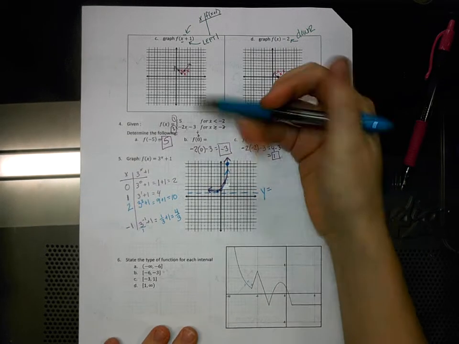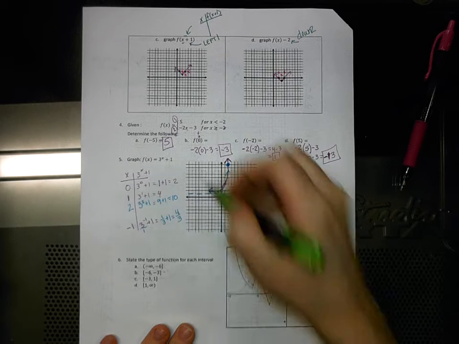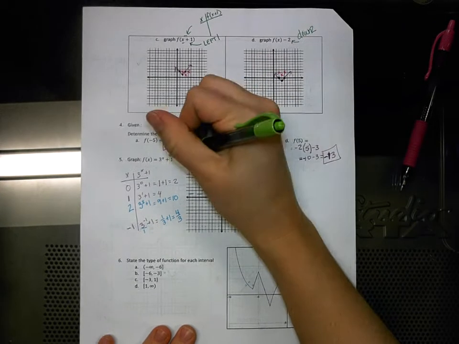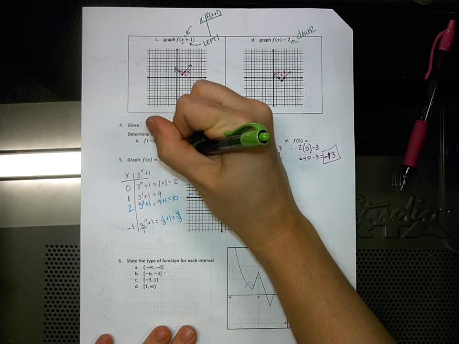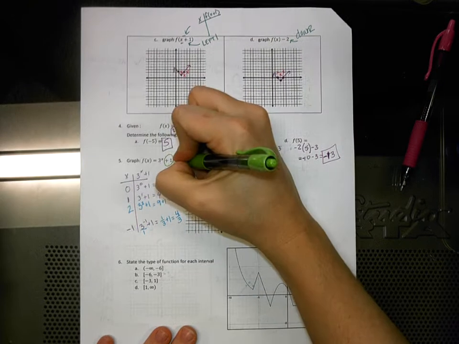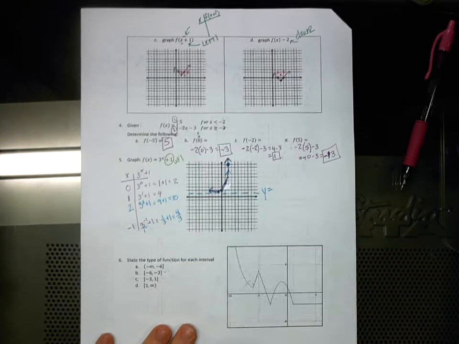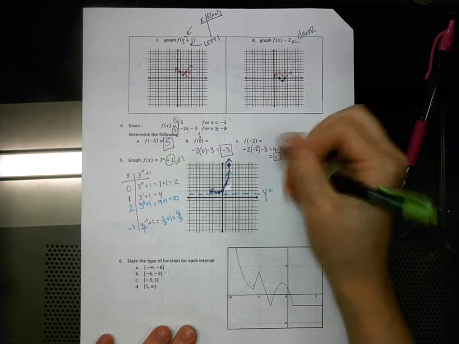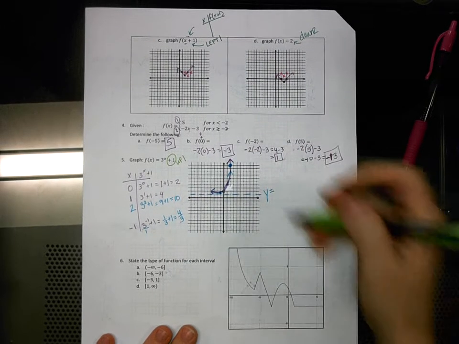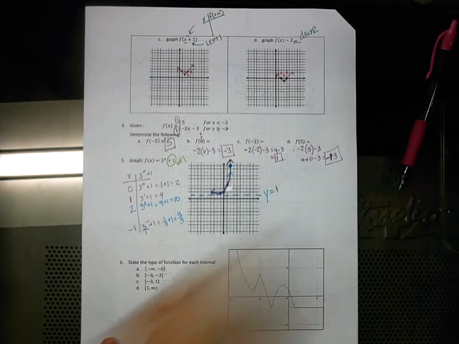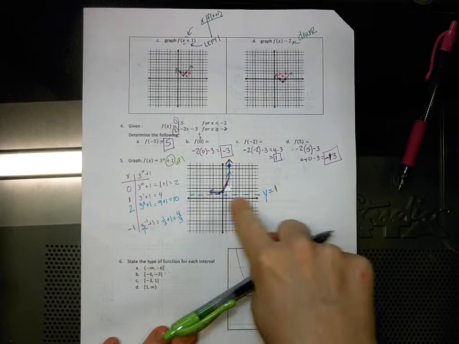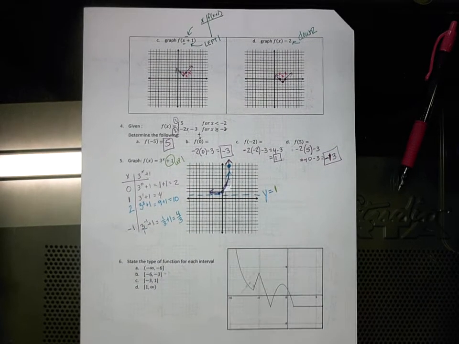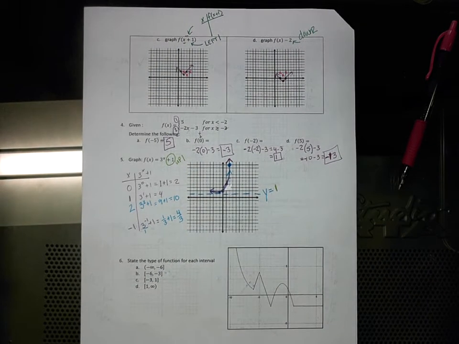So I can tell from my function that this is going to shift my parent function up by 1. My parent function has an asymptote at y equals 0, so when we shift it up 1, this becomes y equals 1. You will get docked if you don't graph your asymptote on your test, because I need to know what number you're not crossing.